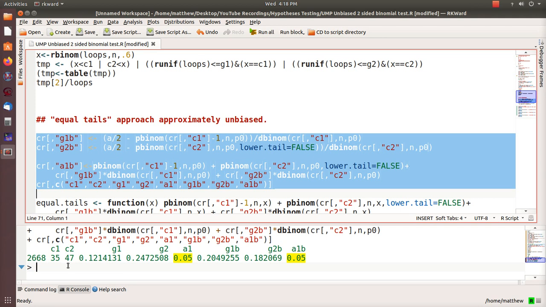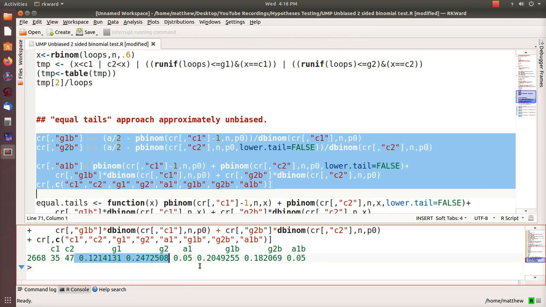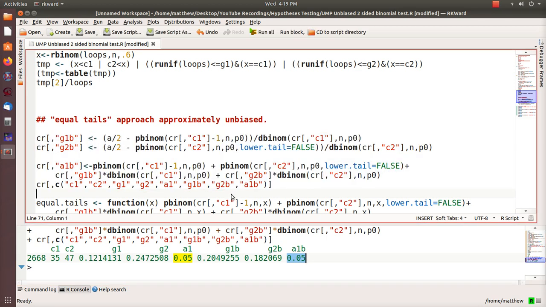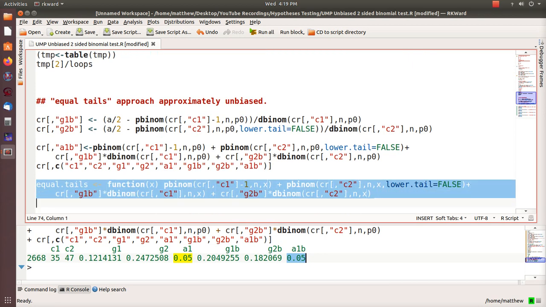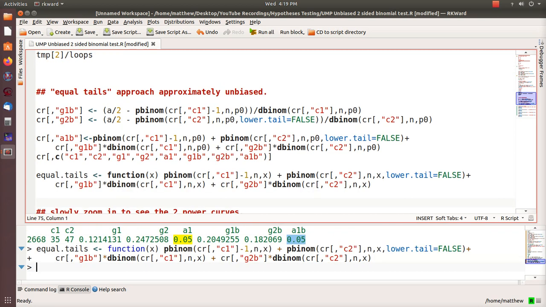Now the C1 and C2 are the same. Now these gamma 1 and gamma 2 values are from the uniformly most powerful unbiased test. And these gamma 1 and gamma 2s are from the equal tails test. Now they both end up being a 0.05 level test because we're forcing them to be. But what I want to do next is create a power function for this equal tails approach. And so that's the power function right there.